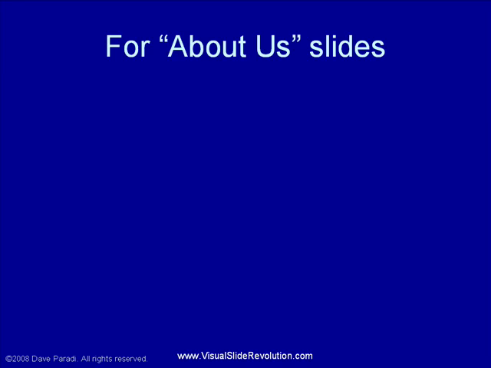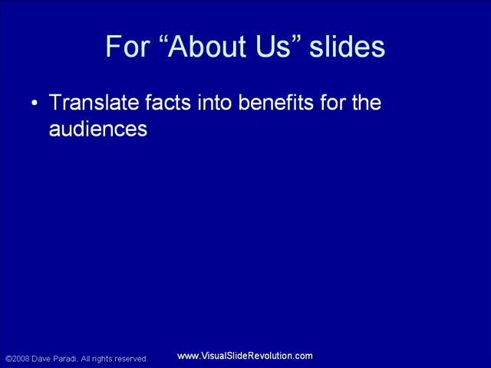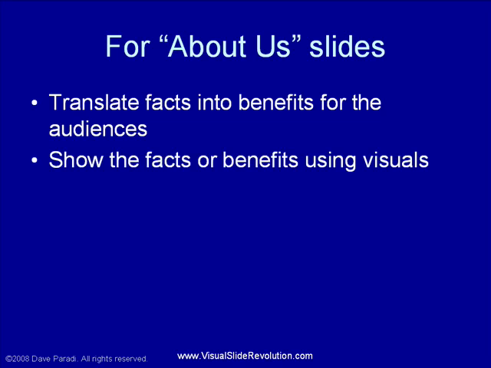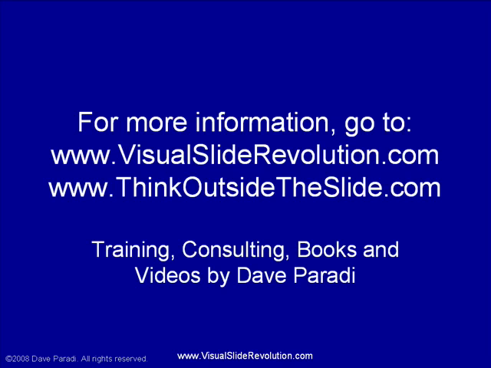When it comes to about us type of genre of slides, 2 points that I want to leave you with. First, translate those facts that you have into benefits that the audience understands why it's important to them. They don't care about the facts. They want to know, why is this important to me? And then show those facts or benefits using visuals, photographs, diagrams, whatever it is that's going to demonstrate visually that fact or benefit to the audience.